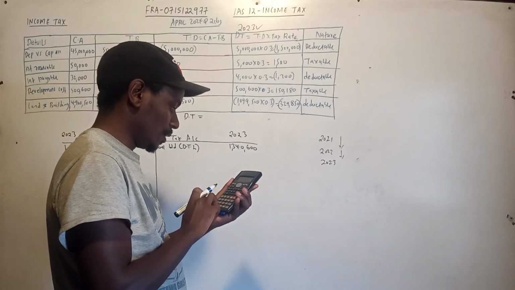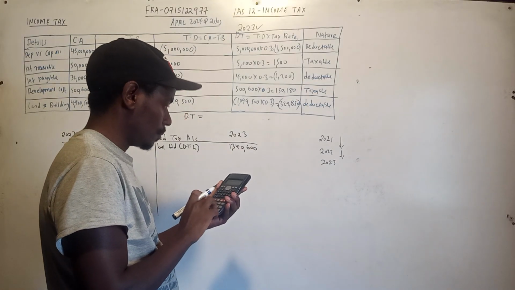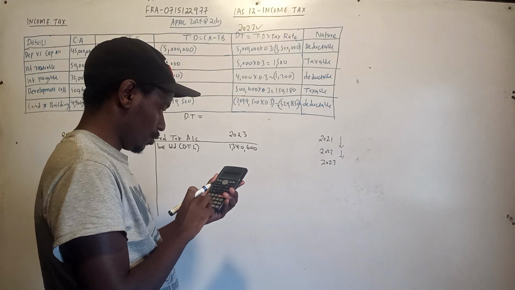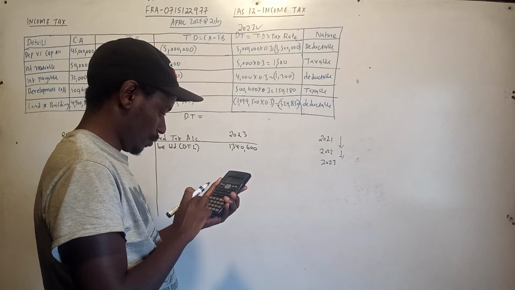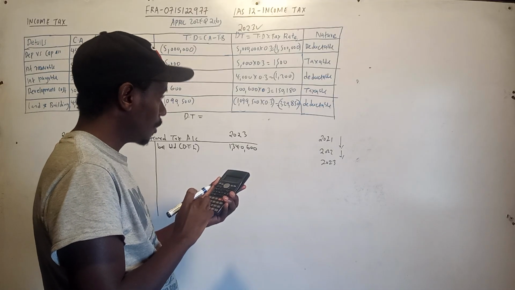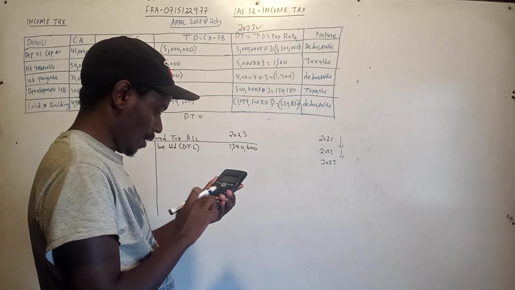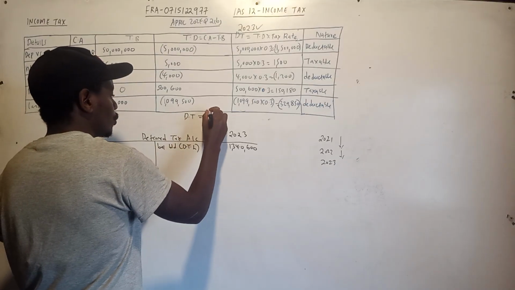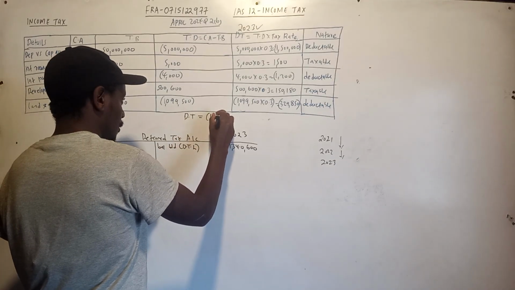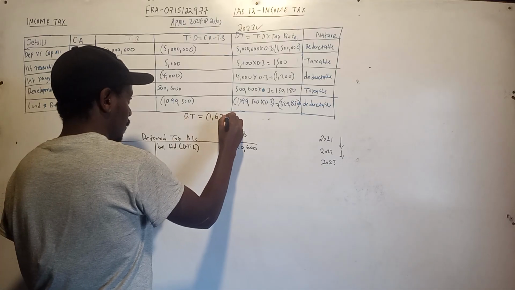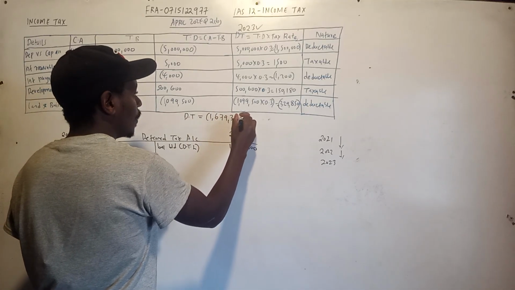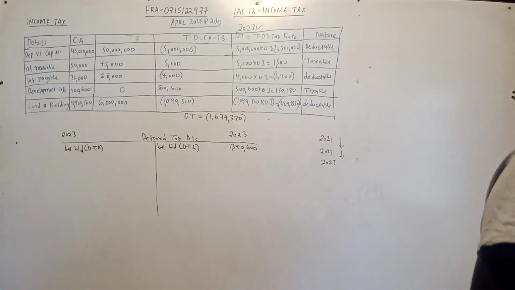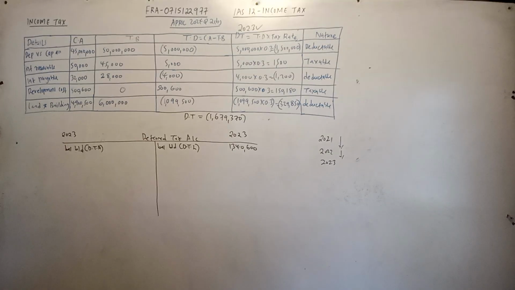So minus 1500 plus 1500 minus 1200 plus 150 180 minus 329 850. This will be equal to minus 1679 370. Now, what shall we do with this amount?